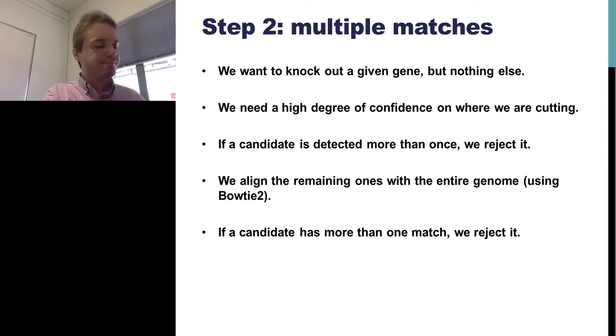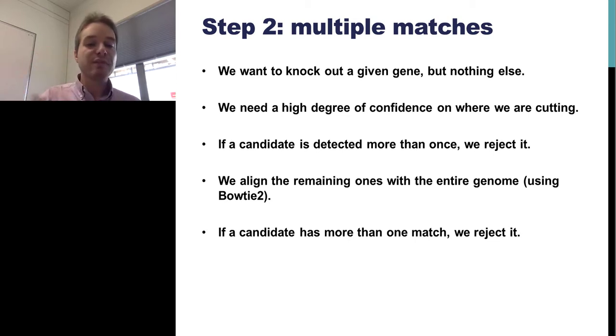The first step is to remove multiple matches, because as I said before, we want to knock out the gene we're interested in, but we don't want to modify anything else. So we need a very high degree of confidence on where we're going to make the cut. If a candidate sequence was detected more than once when we extracted the sequences, we reject it, because we already know it's not unique.